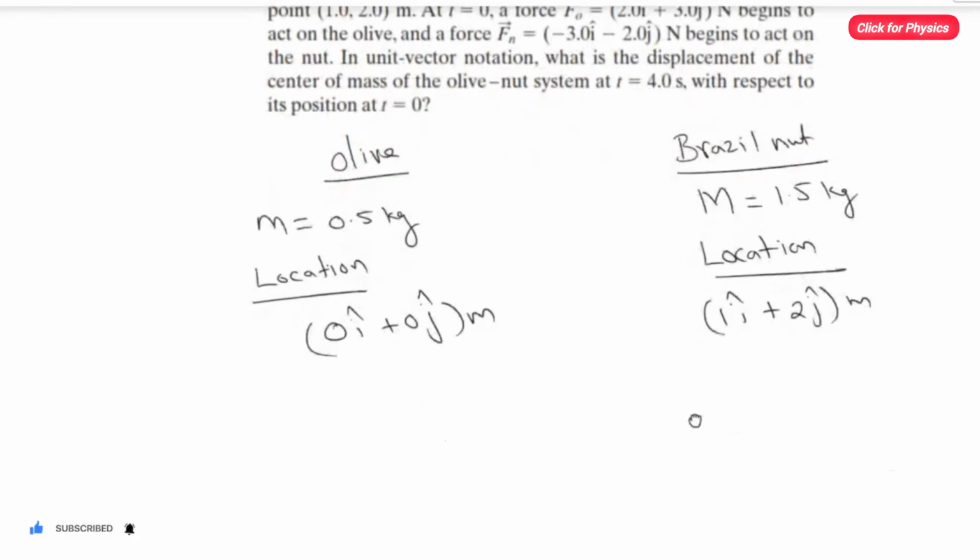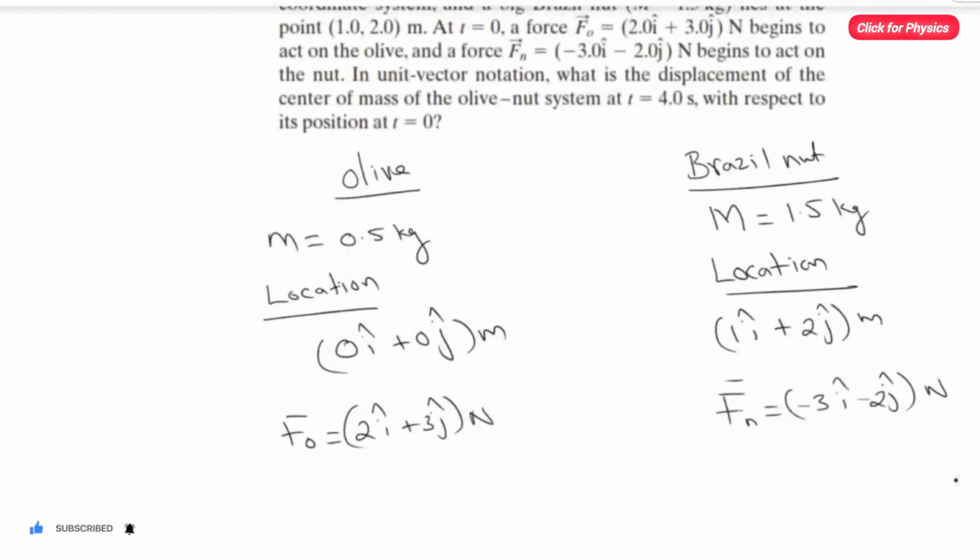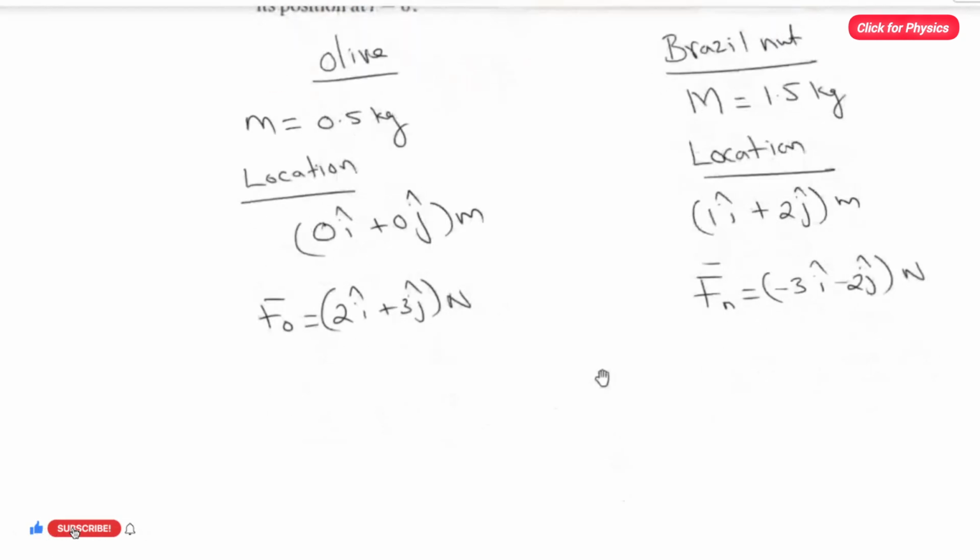The force acting on the olive is given here as Fo, which is equal to 2 i cap plus 3 j cap Newton, and then the force acting on the Brazil nut, Fn, is equal to minus 3 i cap minus 2 j cap, and its unit is Newton. Clear? So now for finding the displacement of the center of mass of the olive nut system, first I am going to find the acceleration of the olive and the acceleration of the Brazil nut.